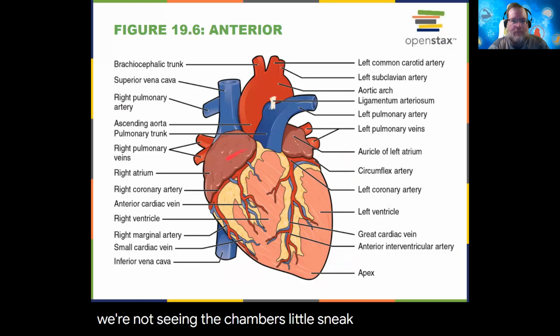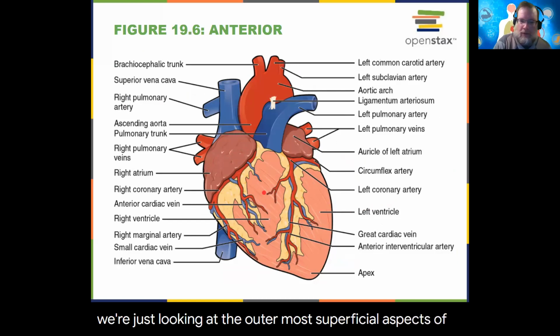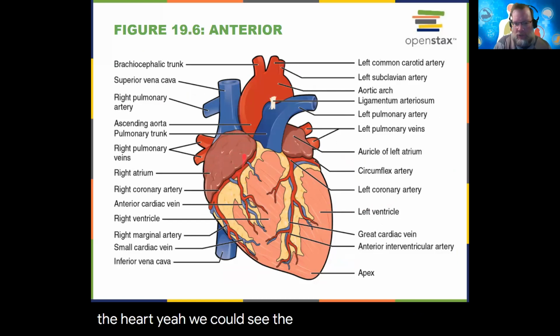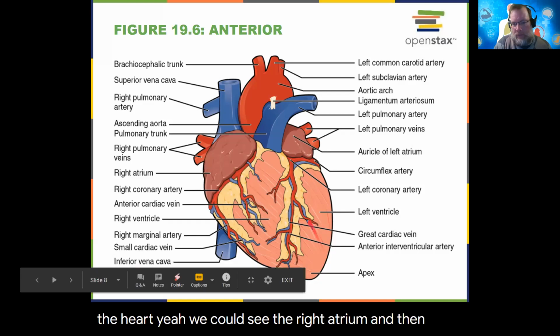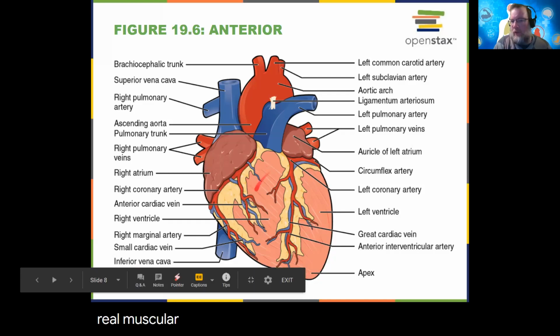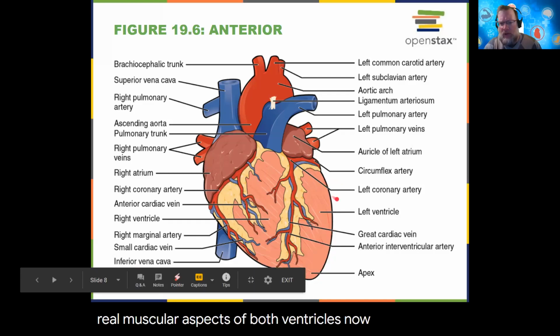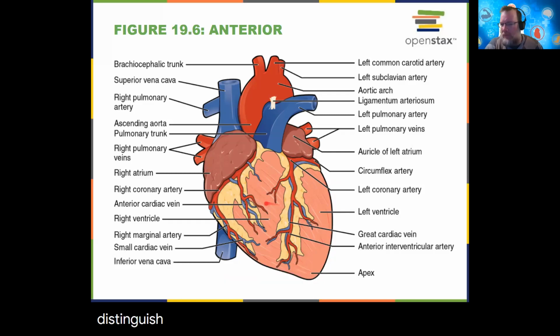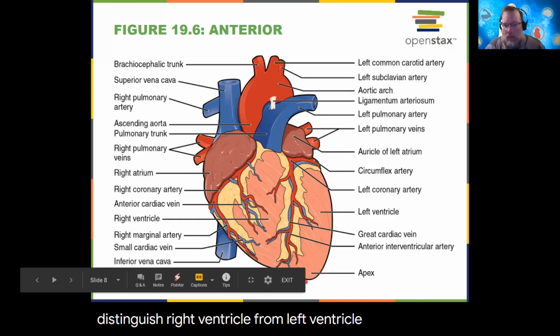So anyway, we're just looking at the outer, most superficial aspects of the heart. We can see the right atrium, and then the real muscular aspects of both ventricles. Now, how do I distinguish right ventricle from left ventricle? Well, one thing I'm going to look for is what's called the apex.